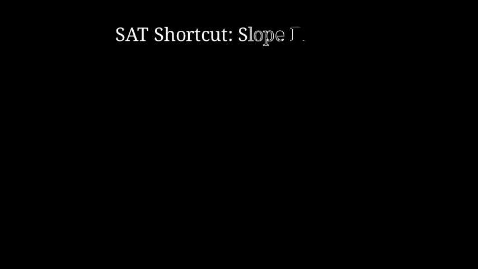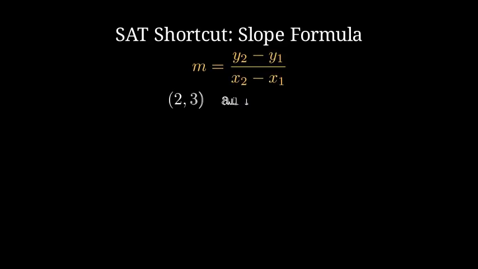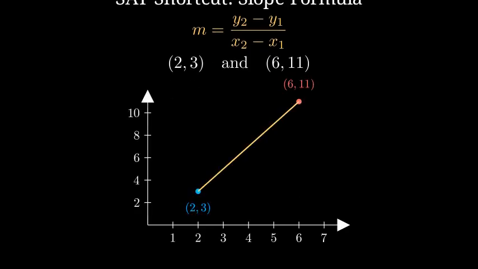Need to find the slope between 2 points on the SAT? Use the slope formula. Think of it as rise over run. Let's try an example. Find the slope between the points (2, 3) and (6, 11).